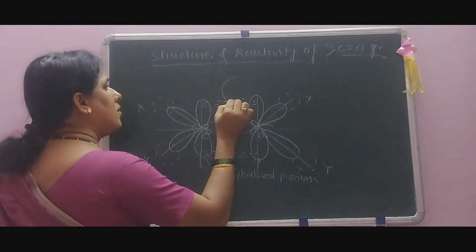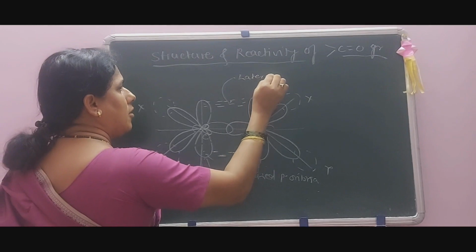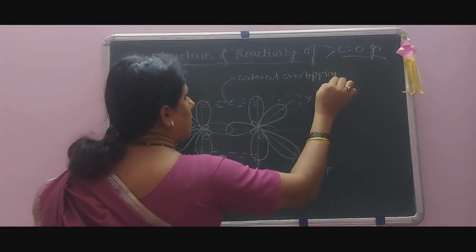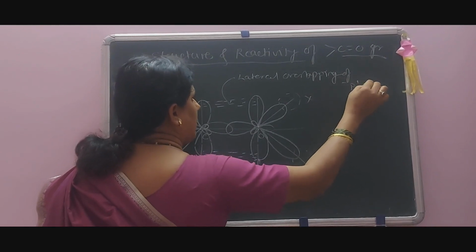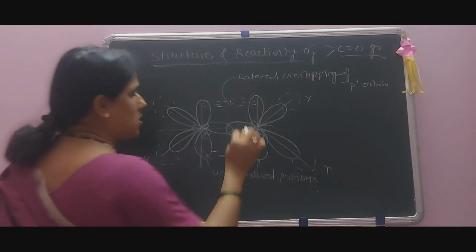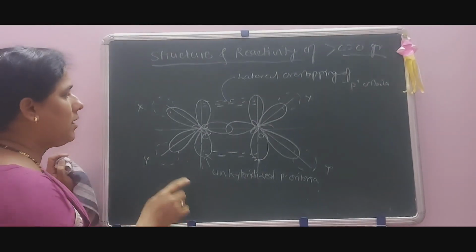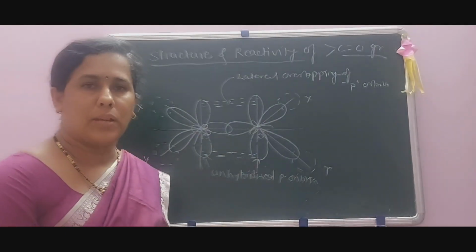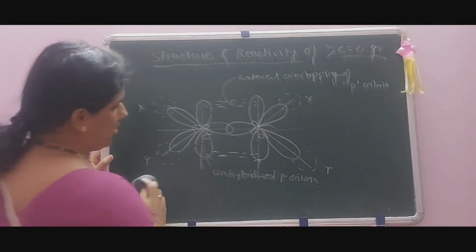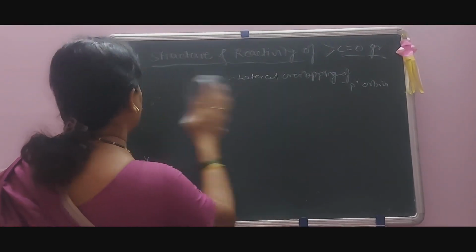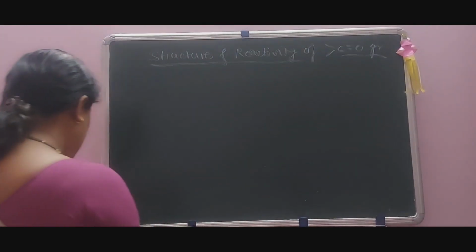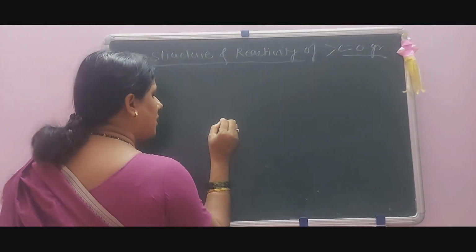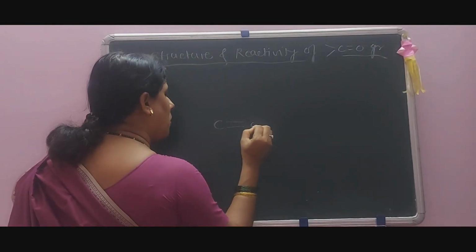Lateral overlapping of p orbitals gives rise to one pi bond. Now this is the hybridized structure of carbon with bond formation with oxygen. Now, what is the geometry of this? For this, we have to draw the structure of a carbonyl group like this, C double bond O.